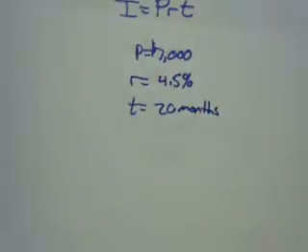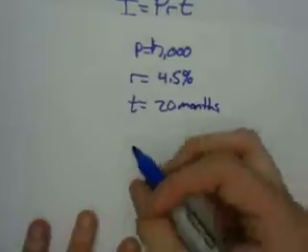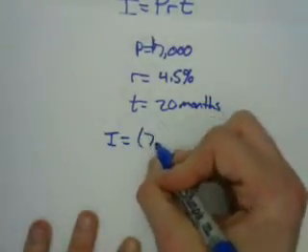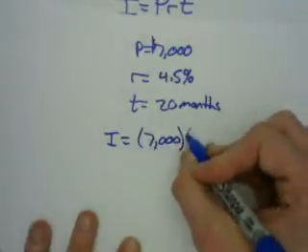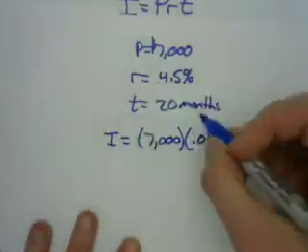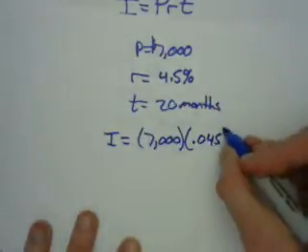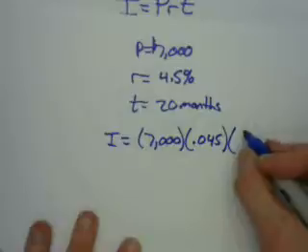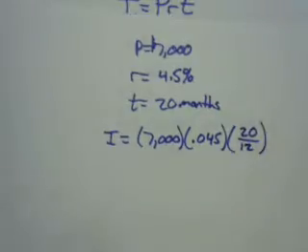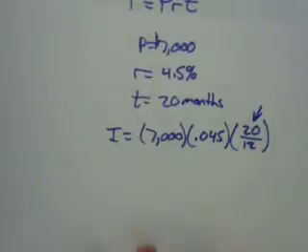Now here is where it gets interesting. P is the principal, so that's 7,000. I have the rate of 0.045. I moved the decimal 2 places to the left. 20 months, well, that's 20 over 12, technically, because there's 12 months in a year. So what I actually have to do is calculate this value first. I have to take 20 divided by 12.